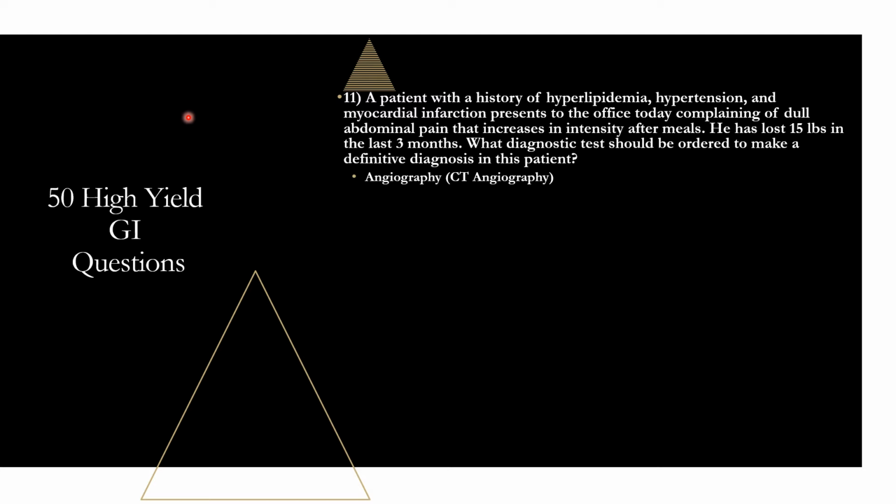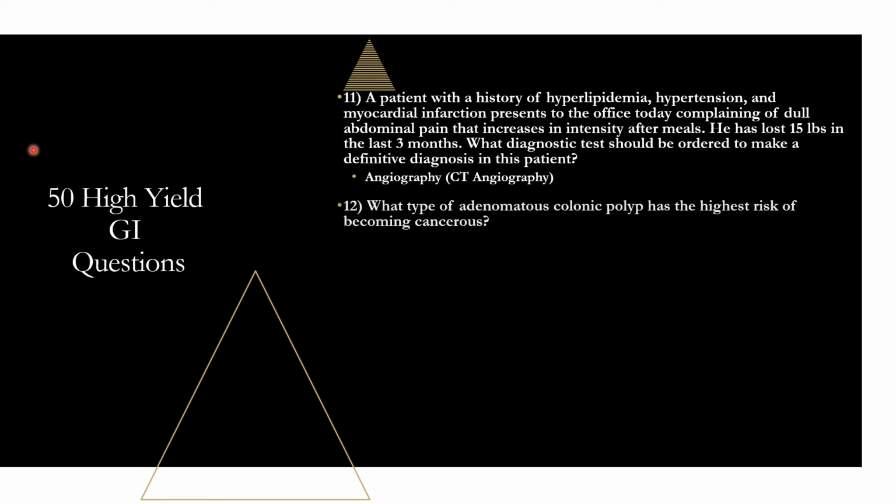And then he has that intestinal angina, pain after eating. Also, remember, they mentioned that he lost 15 pounds. They didn't specify if he was trying to or what the reason was. So we have to assume that it's due to a fear of eating because he's having all that pain with eating. So those are all signs that point to chronic mesenteric ischemia. Again, angiography is going to be your definitive diagnosis for that.